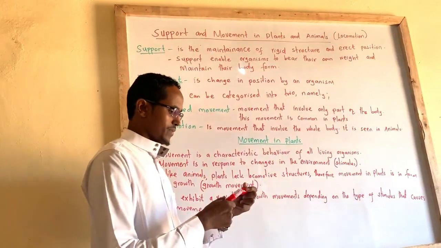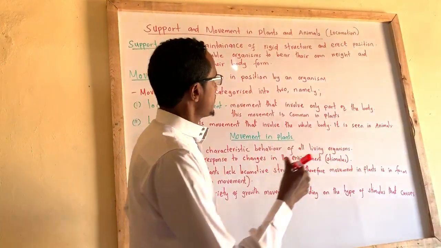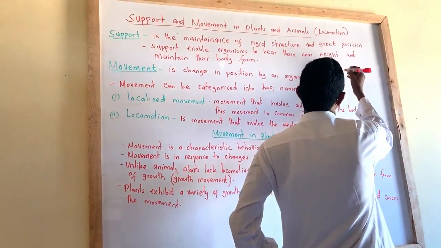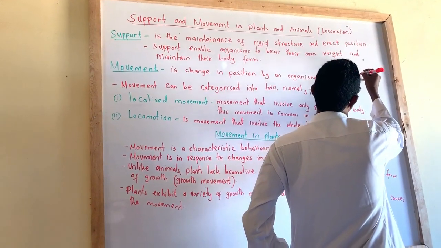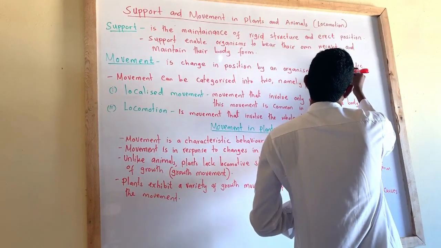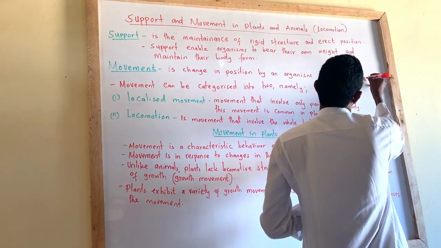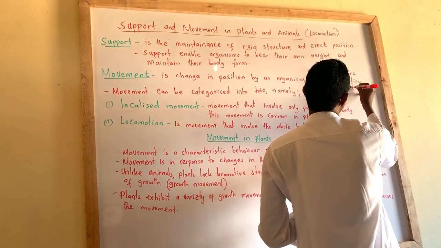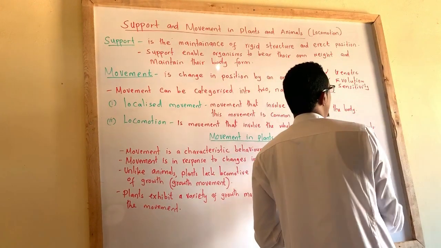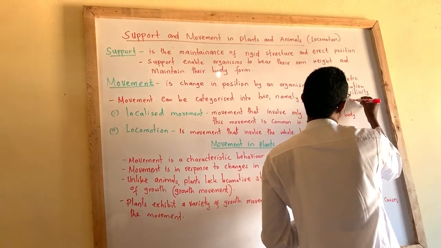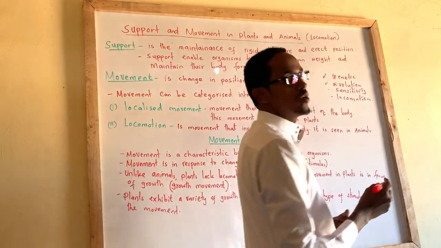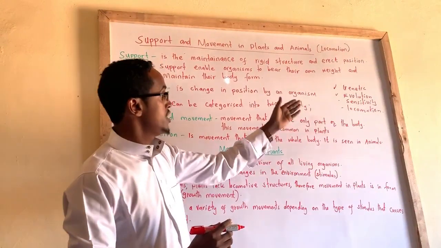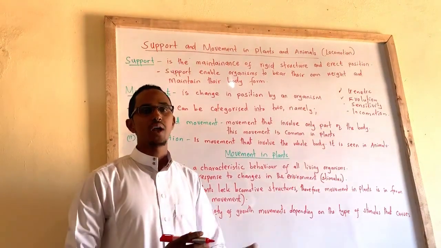In Form 4 biology, we have four topics. We have genetics. We have evolution. We have reception, response, and coordination, which we sometimes call sensitivity. And then we have support and movement in plants and animals, that we call locomotion.